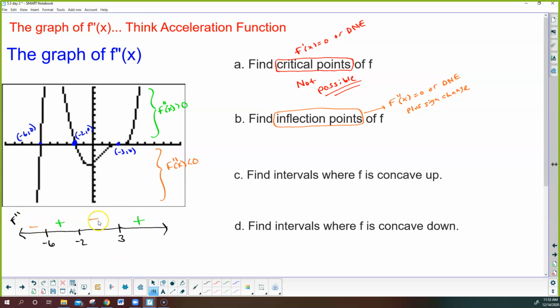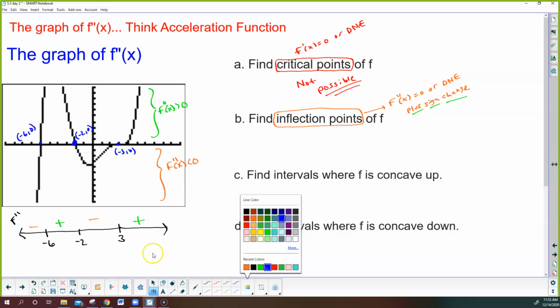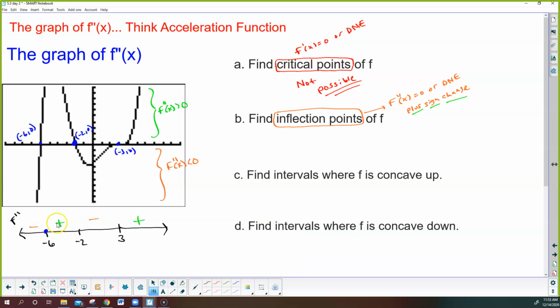So notice my sign chart for the second derivative confirms that there's sign changes, plus the sign change at -6. At -2, we change from positive to negative, and at 3, we change from negative to positive. So I can now say that the original graph of f has points of inflection at those three locations. If I ask you to justify this, here's your justification. It's the orange piece.